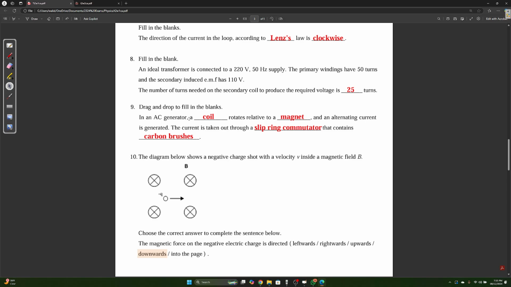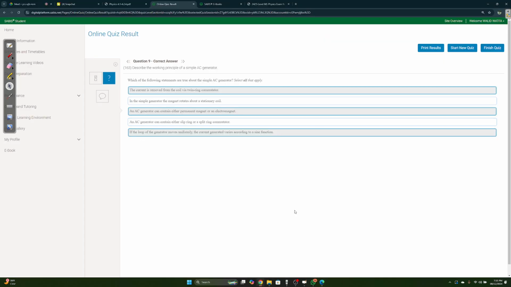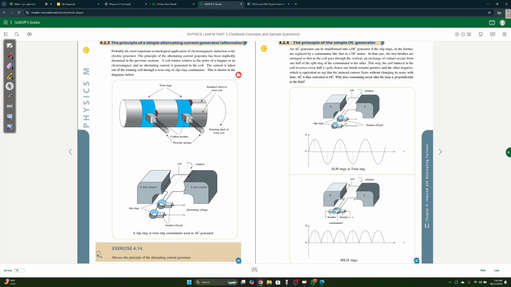Like here, in an AC generator, a coil rotates relative to a magnet and an alternating current is generated. It's taken out through a slip ring commutator that contains carbon brushes connected to it. These guys are called carbon brushes, okay?